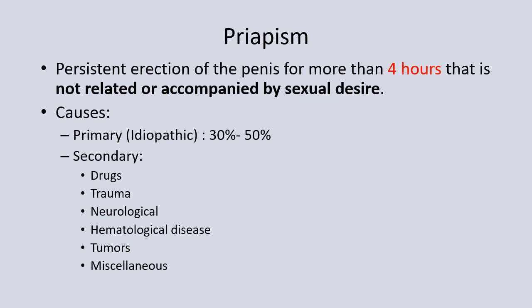Now next disease up, we have priapism. Priapism consists of an erected penis that remains erected for greater than 4 hours. Now note this erection is not related to or accompanied by sexual desire. And there are multiple causes. Most actually are idiopathic. However, there are secondary causes such as drugs, trauma, or neurological causes.